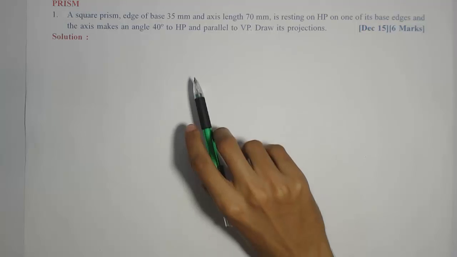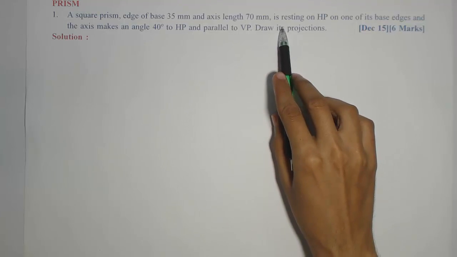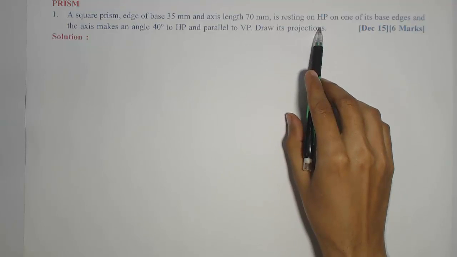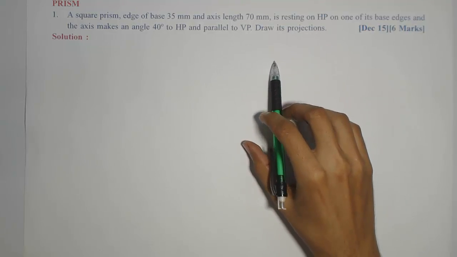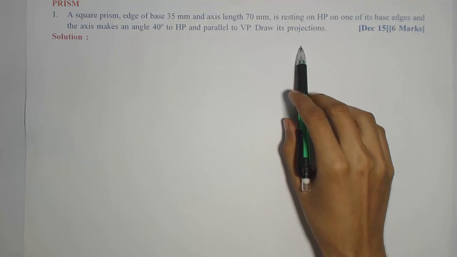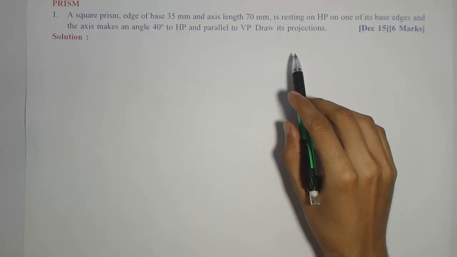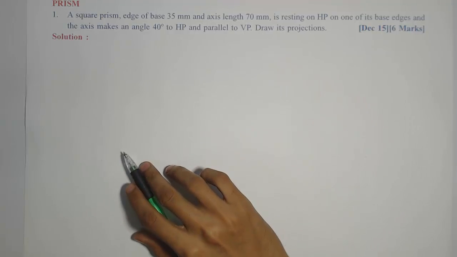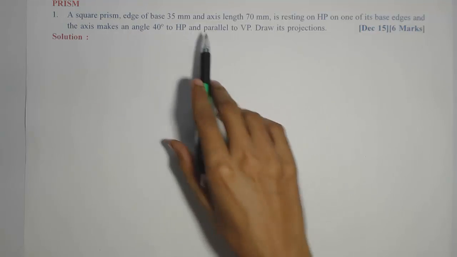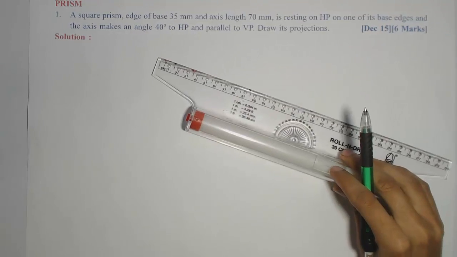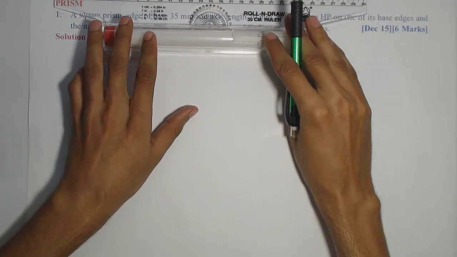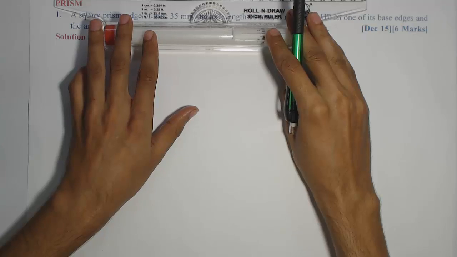Now, since one of the base edges is given in the HP, for the first stage my assumption will be the entire base is lying in the HP. If the base is lying in the HP, that can be seen as a true shape in the top view. So I'll start with the top view, which will be a square of size 35 mm. First I have to draw a reference line, which is the XY line. Obviously the top view will be drawn below XY.